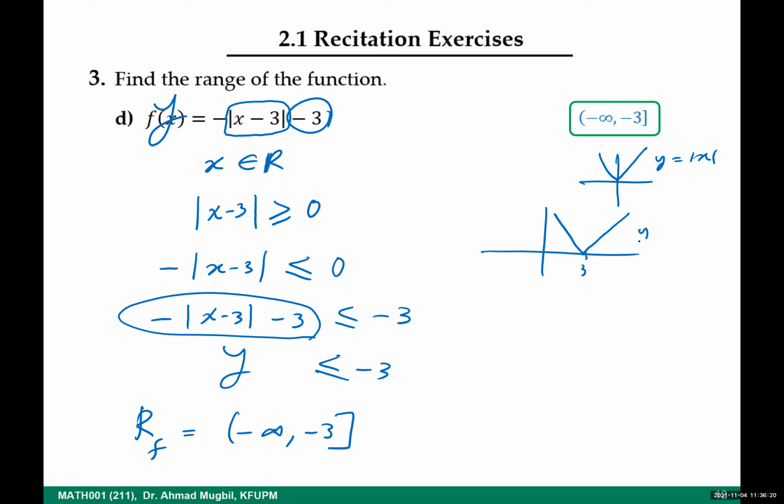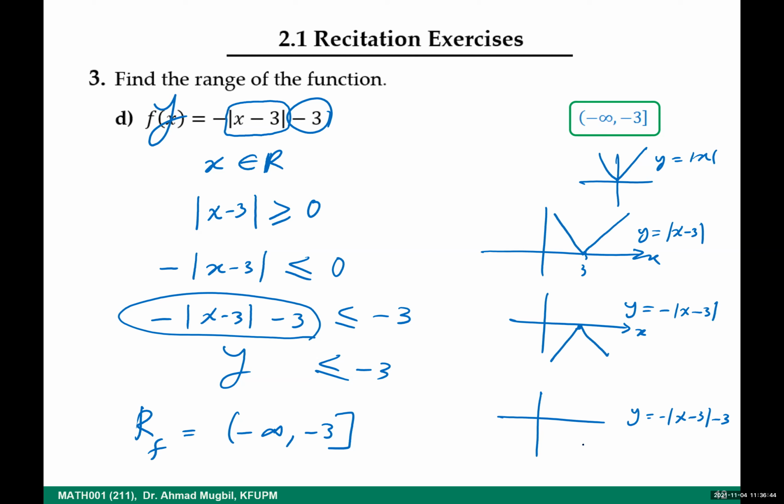So this will be y equals the absolute value of x minus 3. Then you will reflect it because it is multiplied by a negative. You will sketch the graph of negative the absolute value of x minus 3. It will be reflected in the x-axis. Next, the last step will be to shift it down by 3 units. So the corner will be at negative 3, the point will be like this. And this is the graph. You can see clearly that this is, of course, a function.